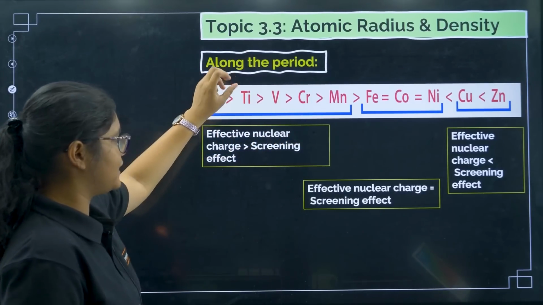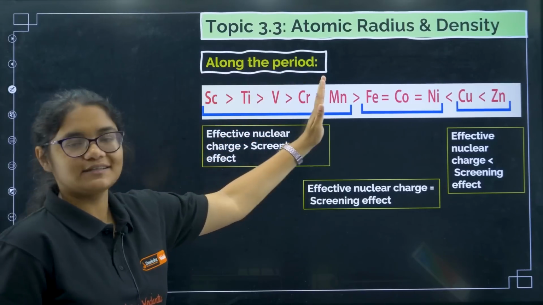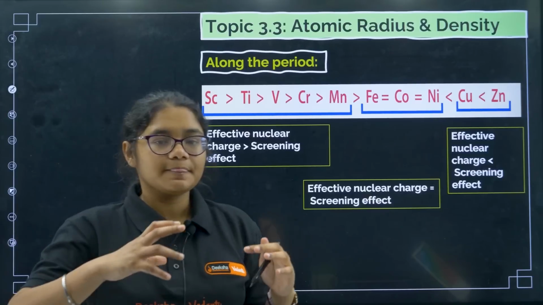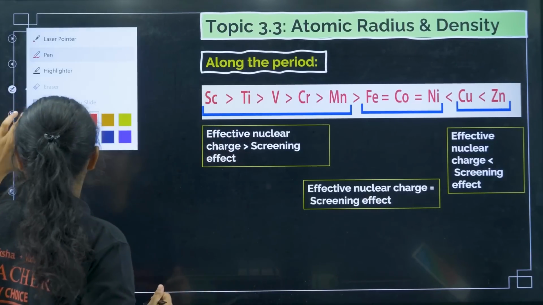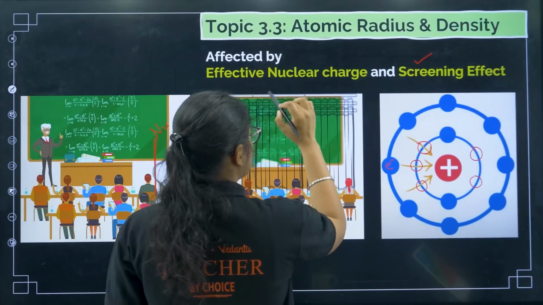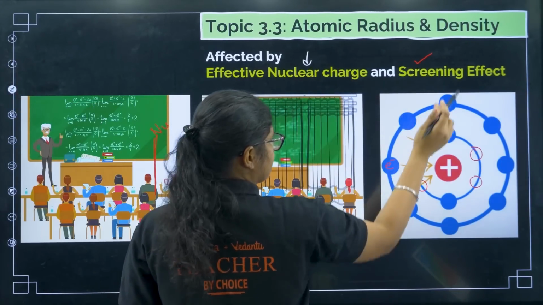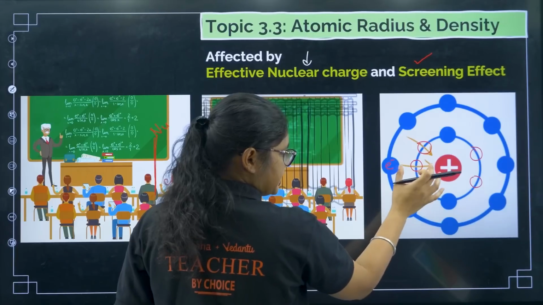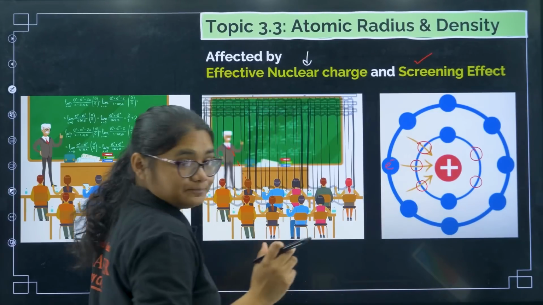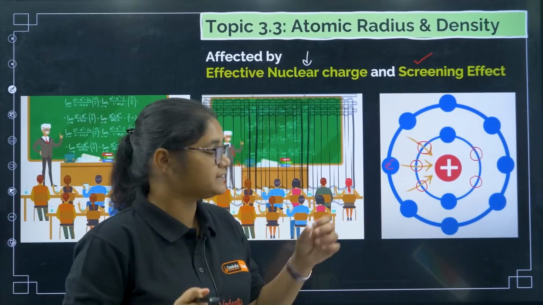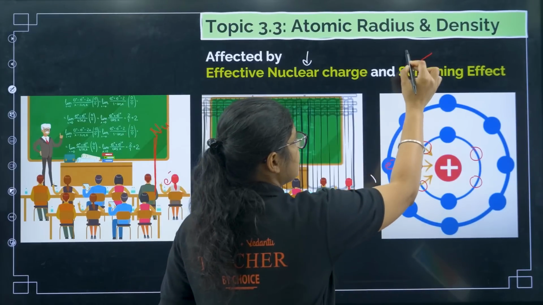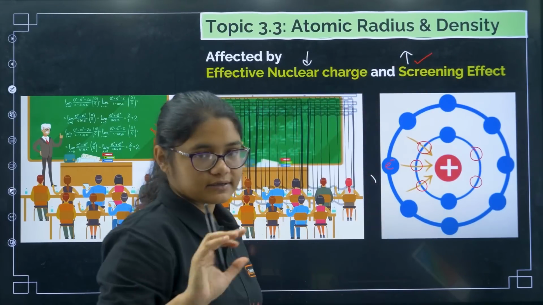So scandium is there, then titanium, then vanadium, then chromium, then manganese. This is the size. Now when you reach iron, cobalt and nickel, what happens here? We have just discussed that we have 2 factors: one is your effective nuclear charge, which tries to decrease the size, and the other is the screening effect. If the nuclear force of attraction decreases, then it cannot attract the electron strongly, right? The size will tend to increase. So this factor tries to increase the size, and that factor tries to decrease the size.